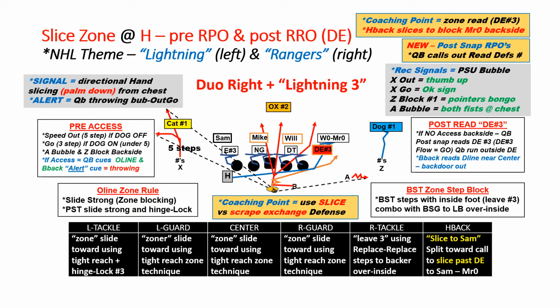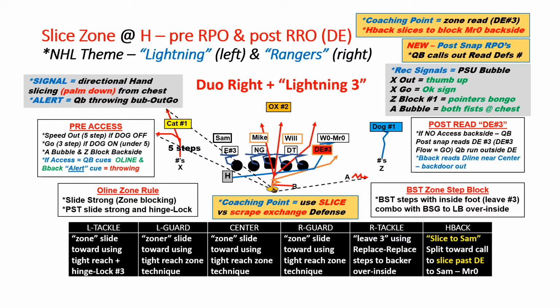When we have a slice signal, the quarterback will see the OC doing a directional hand now, slicing with the palm down, going across the chest. He's still going to use the lightning call, but now that we're doing a post-snap read, he's going to say the number of that defensive end on the backside. In this diagram, we're saying that's number 3. So we would simply say lightning 3. That tells us we're doing a post-snap RPO added to this when we add the number.